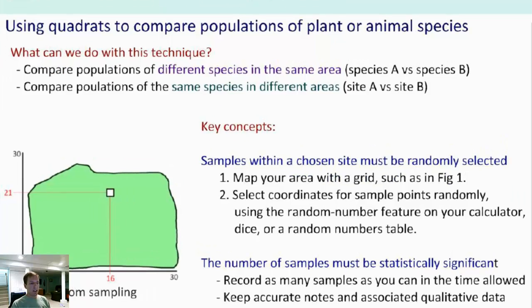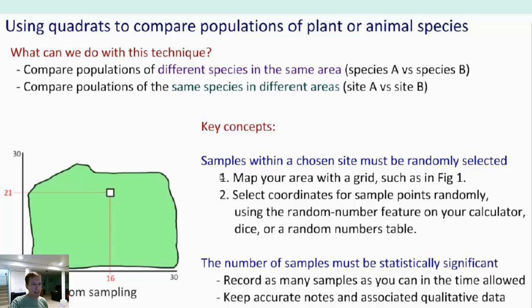For sampling plants or very small organisms, or organisms that are confined to a smaller geographic area, we can use the quadrat method. This should be familiar from your population study. In the quadrat method, we're looking at plants or small animals or animals that don't move very much. In this case, we might be comparing different species within the same area, or we might be looking at two different areas that have the same species.